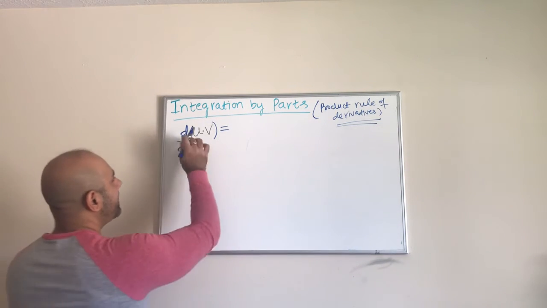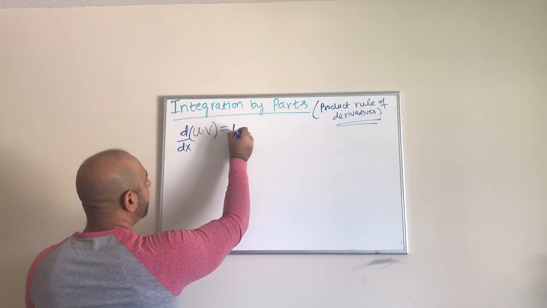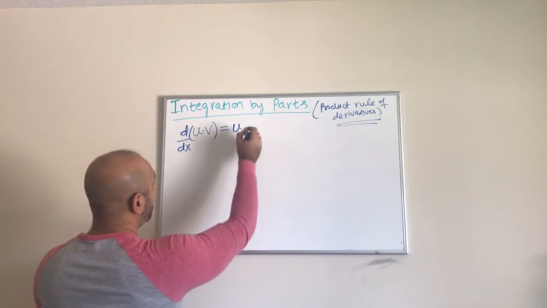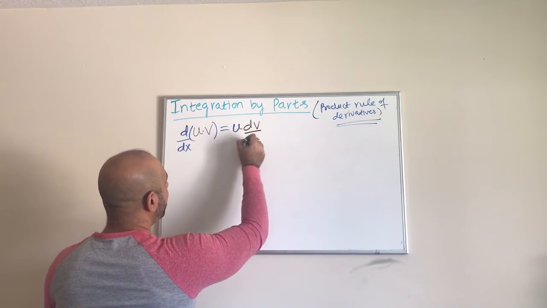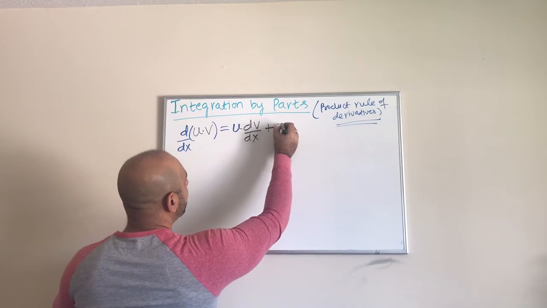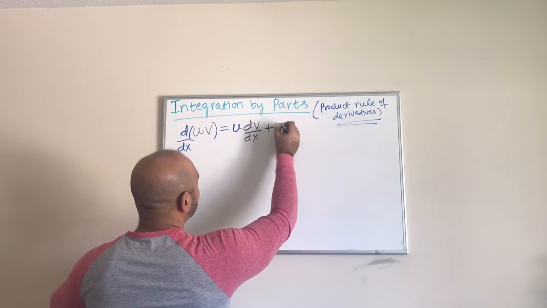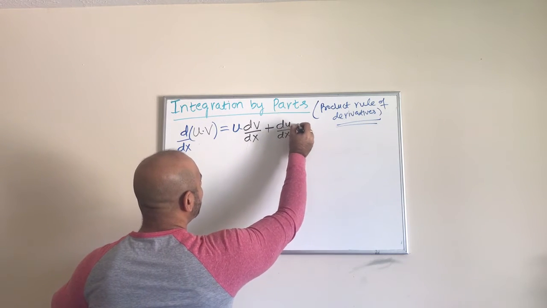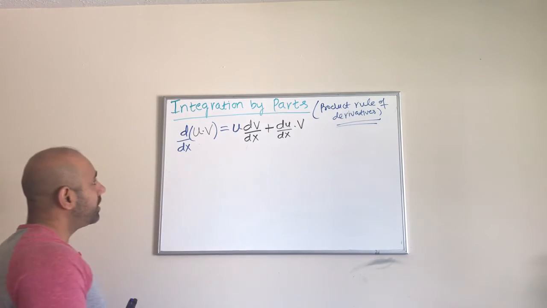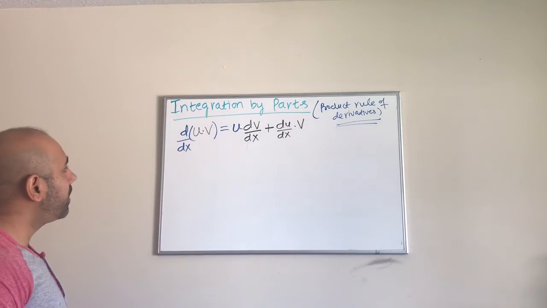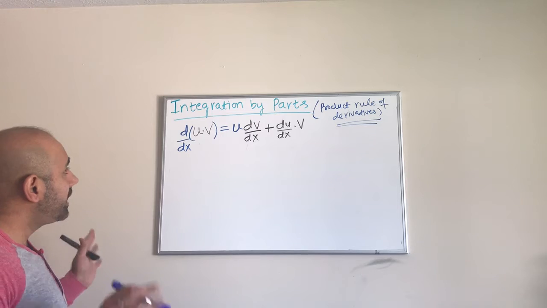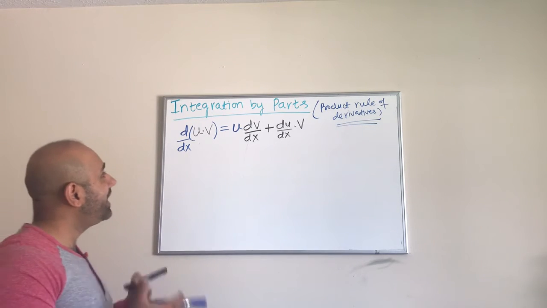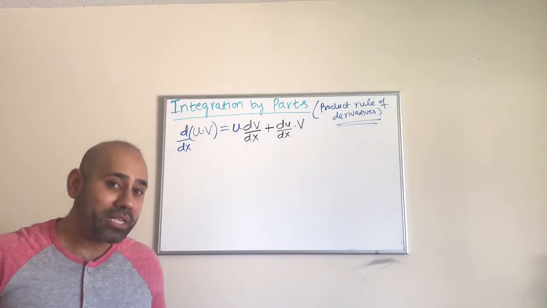So the product rule says that the derivative of the product is first you write the u, and then there is the derivative of the second function, dv over dx, and then there's a plus. What do I have? I have du over dx, and then times the second function, right? That is what the product rule for derivatives is, right? Nothing crazy so far.